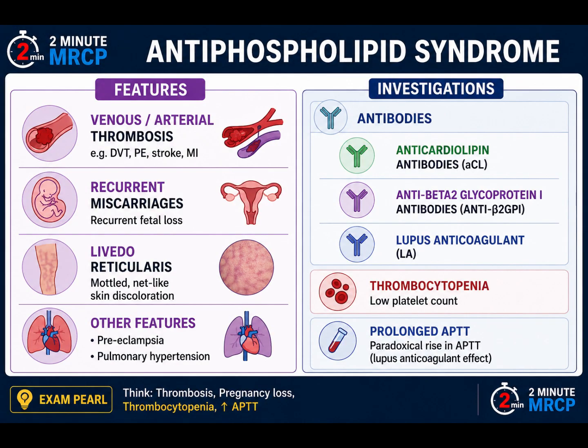Clinical features include venous or arterial thrombosis, recurrent miscarriages, livedo reticularis. Patients may also develop preeclampsia or pulmonary hypertension. Investigations include antiphospholipid antibodies. The three key antibodies are Lupus anticoagulant, anticardiolipin antibodies, and anti-beta-2 glycoprotein 1 antibodies. Laboratory findings often show thrombocytopenia and prolonged APTT.